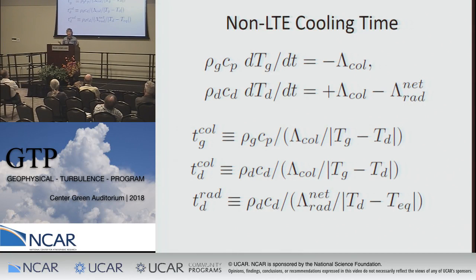The gas is too cold to cool by line cooling. So it collides with the dust, gives its energy to the dust. The dust then radiates it away as a black or gray body. So you've got to write down two coupled equations, the temperature of the gas and the temperature of the dust. These are their heat capacities. There's a rate at which you're losing energy due to collisions. There's a flux of energy between the gas and the dust. And then for the dust, you've got the positive of that, and then you radiate it away.